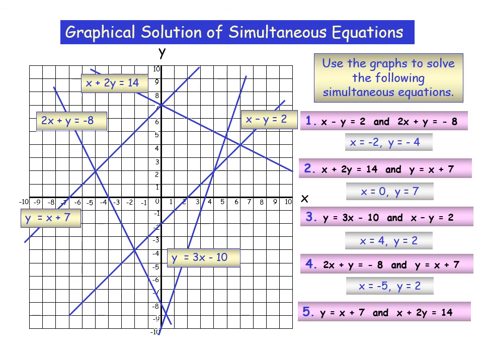What about y is equal to x plus 7? Where is x plus 7? It is this same line. And where is x plus 2y is equal to 14? There it is. Where have they crossed? They cross at that point. They cross at x is equal to 0 and y is 7, the same as before.